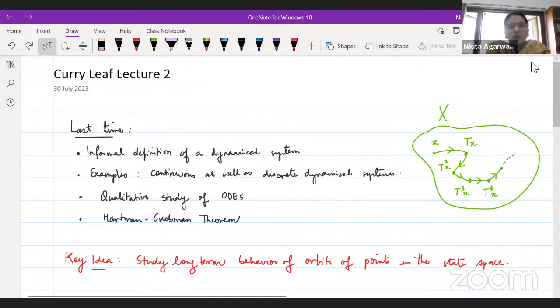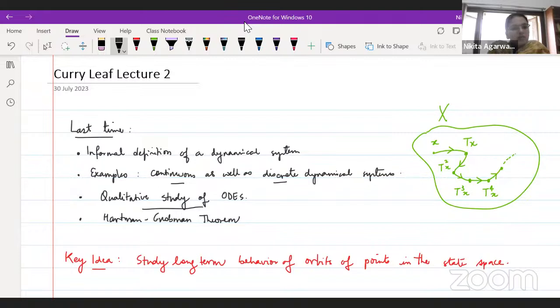Okay. So let me start by discussing what we covered last time. So we discussed an informal definition of a dynamical system. So it's a triple having a state space, phase space, and a rule or a law which governs the motion. We looked at several examples of continuous dynamical systems as well as discrete dynamical systems. We tried to understand the idea of qualitative study of ODEs as opposed to finding precise solution to the ODE.